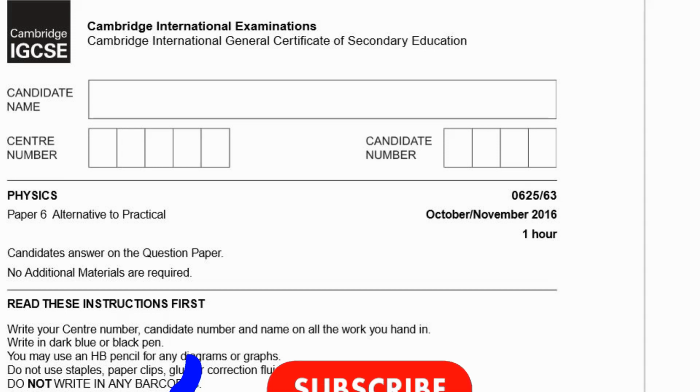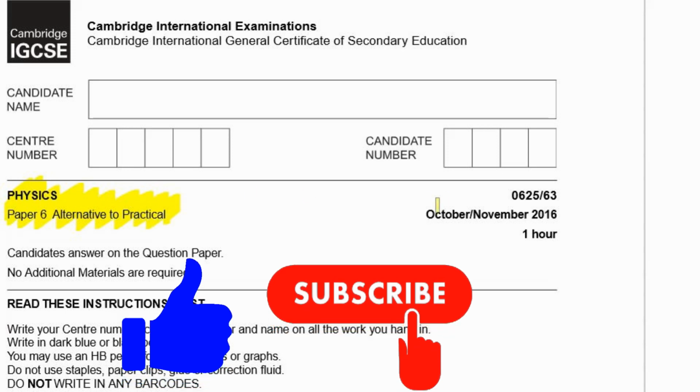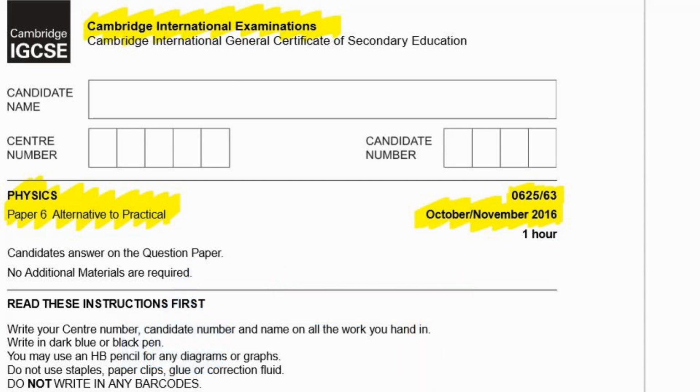Right, we've had a request from Sherry George to cover the Physics Paper 6 Alternative to Practical. That's from October-November 2016. The code is 0625/63. There we are, and this of course is the Cambridge International Examinations. So let's have a look at that now.